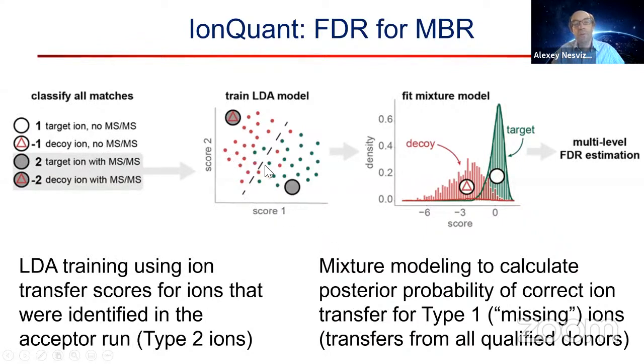So we train it on ions that were identified in both runs and apply it to ions that we are transferring. And we use the mixture modeling approach here, where we use decoys to pin the distribution. So we model the target distribution, but we model the negative tail of the target distribution by using the knowledge of the decoy scores. And what are the decoys here?